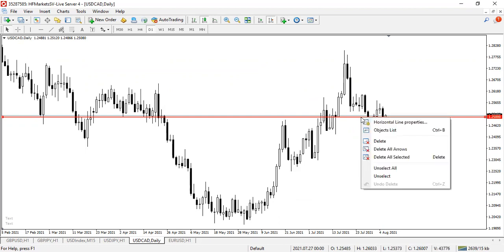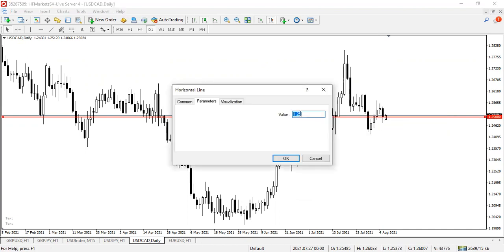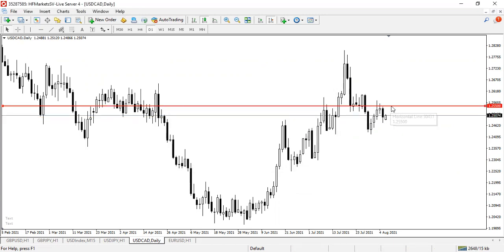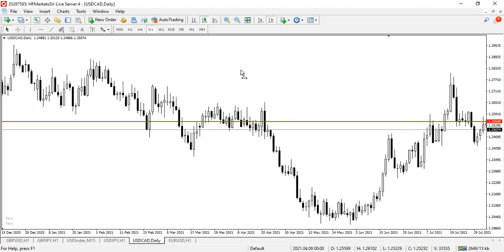The problem with non-GBP pairs is that they don't move as much as GBP pairs. So with all other pairs apart from GBPs and gold, levels 50s and 30s are very significant. So let me say 255. Yes, I like this.